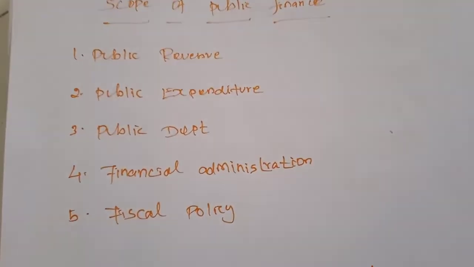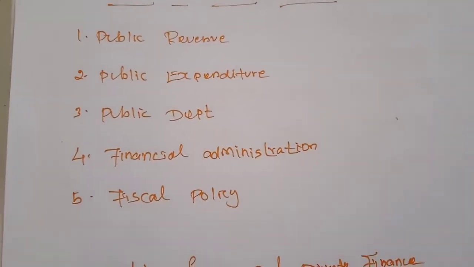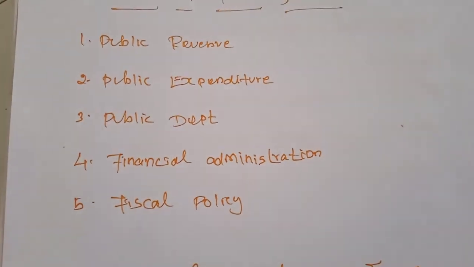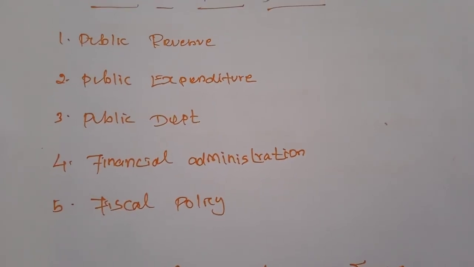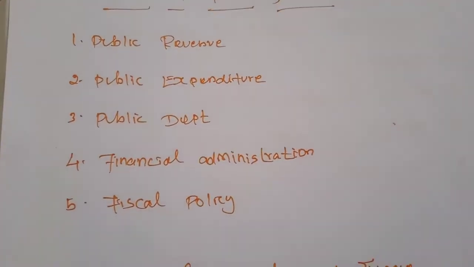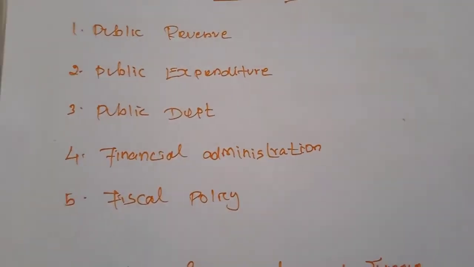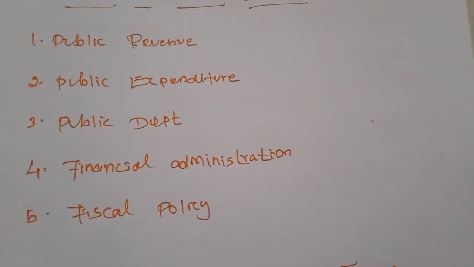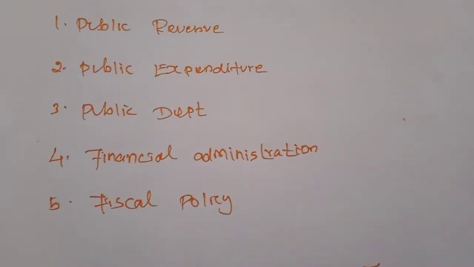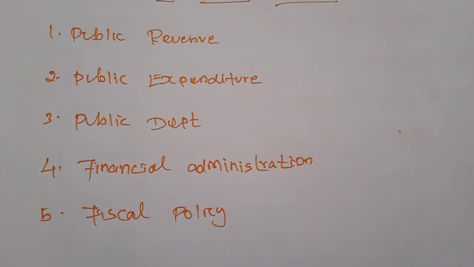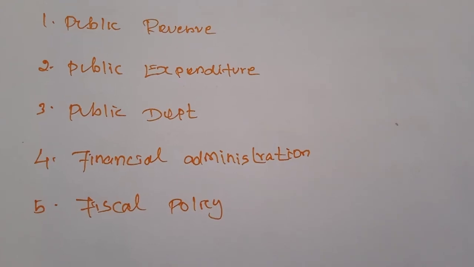Next, public debt. Public debt deals with the methods of raising loans from internal and external sources. So the government creates debt internally and externally. The burden, effects and redemption of public debt fall under this head. The government also has to borrow money from internal and external organizations, so this part will study the debt of the government.